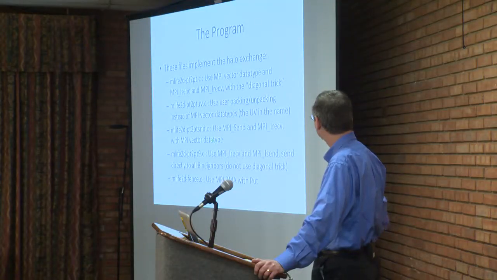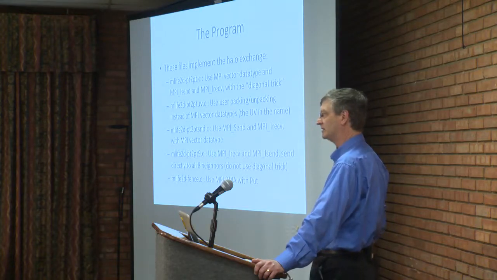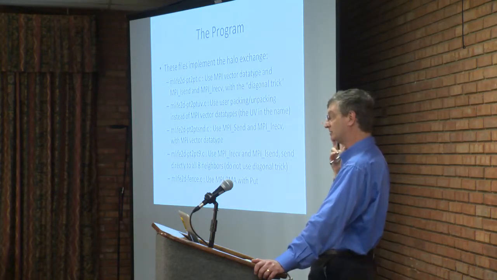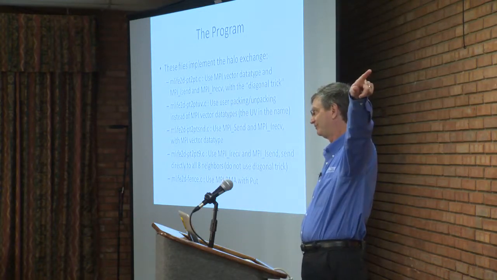So for example, this point-to-point uses what's called the diagonal trick, the thing that moves the data to the diagonals by moving it first to the side neighbor and then to the up or down neighbor. You can contrast that with this one here, which does not use the diagonal trick. So this one has twice as many communication steps because you've got 4 side neighbors and 4 diagonal neighbors. And see how that looks and see how that performs.